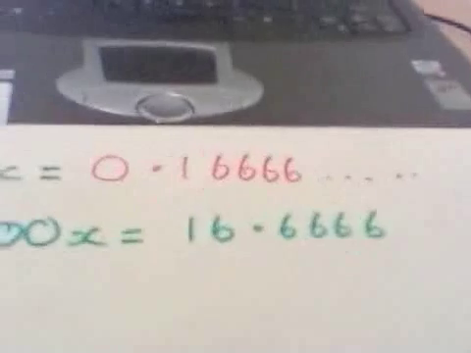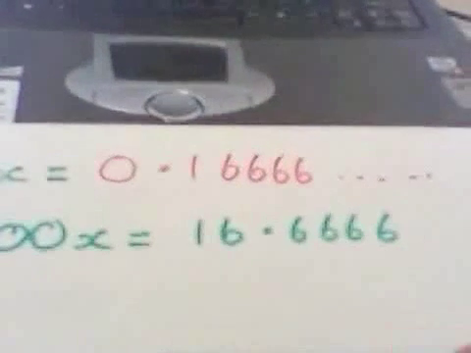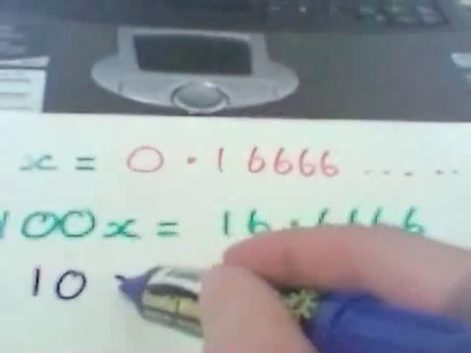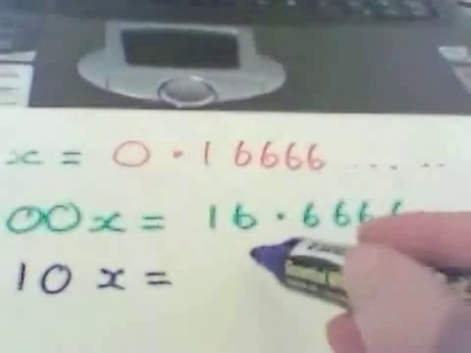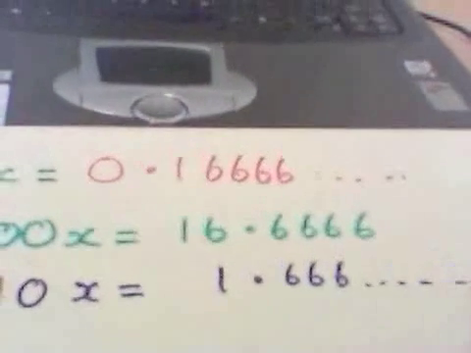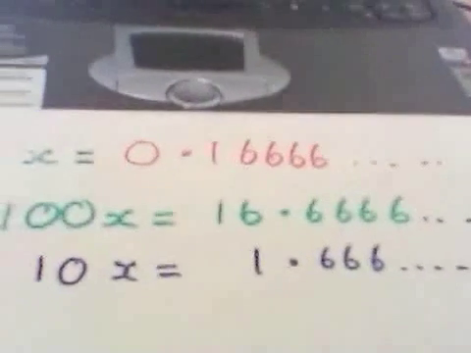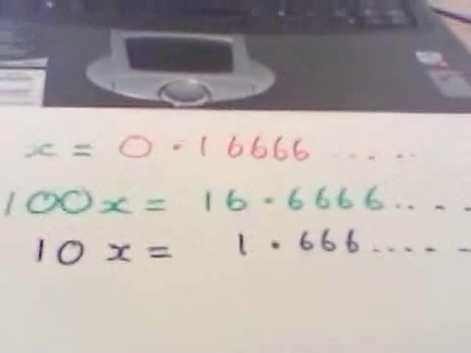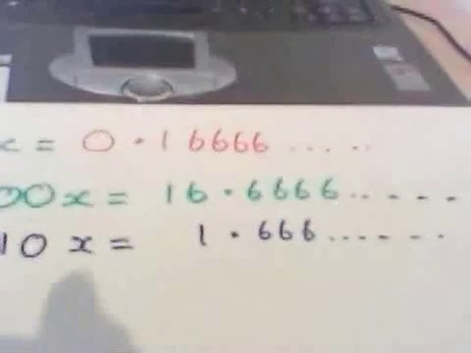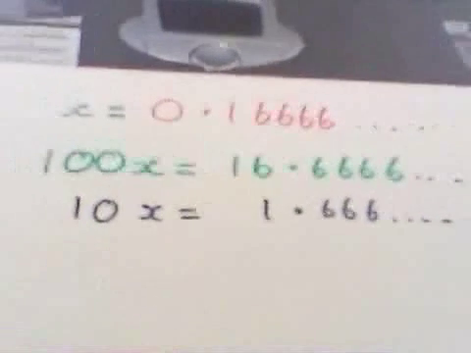Now let's go back to our original number. What would happen if I just multiplied that by 10? Well, I'd have 1.666. Now don't forget, this is recurring after the decimal point. Next step, this is a bit of a trick. Well, it's not a trick, if you've got some experience you'll have seen it and it's very useful.